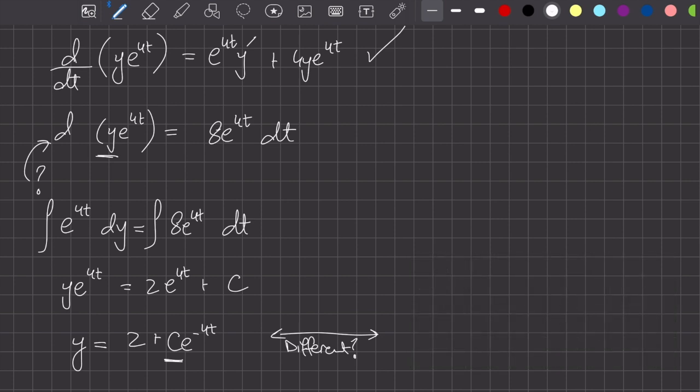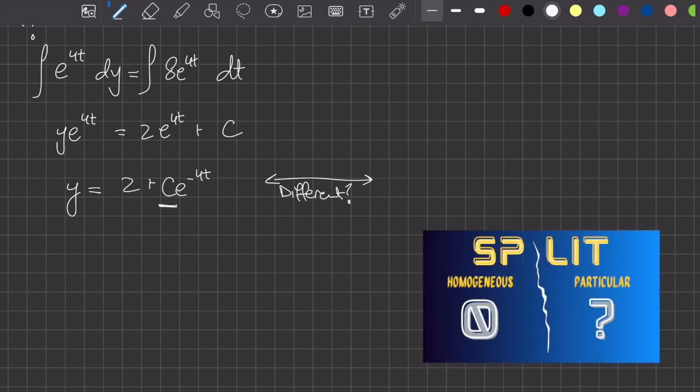The last method we will cover is the splitting method we used in a previous video. In fact, in that video, we did the exact same example, so make sure to check it out.